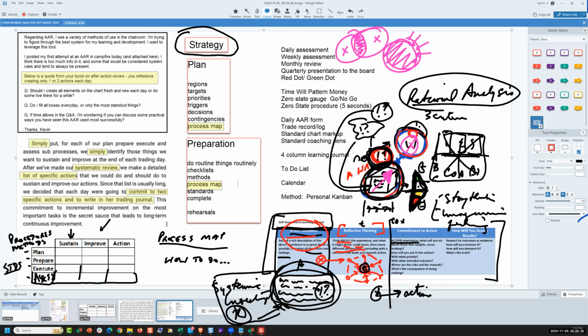So in the commitment to action column, what am I going to do about these new insights that came out of my reflective thinking and sense making? How will I put it into action? With what priority? And what's my intended outcome? What's the experiment look like? What am I trying to learn or verify or validate? Where are the risks and rewards and the costs of conducting that experiment? What's the consequence of doing nothing?